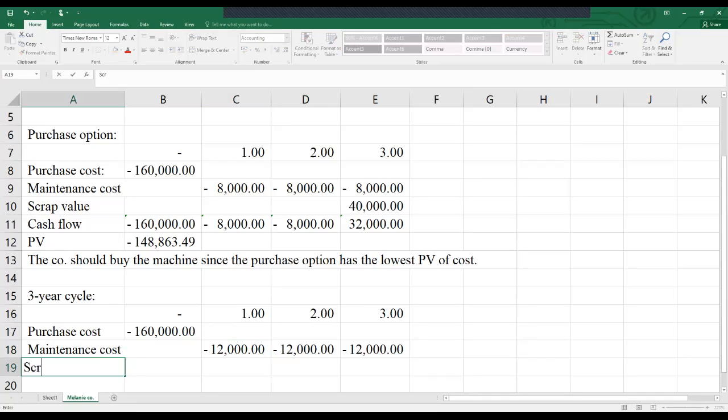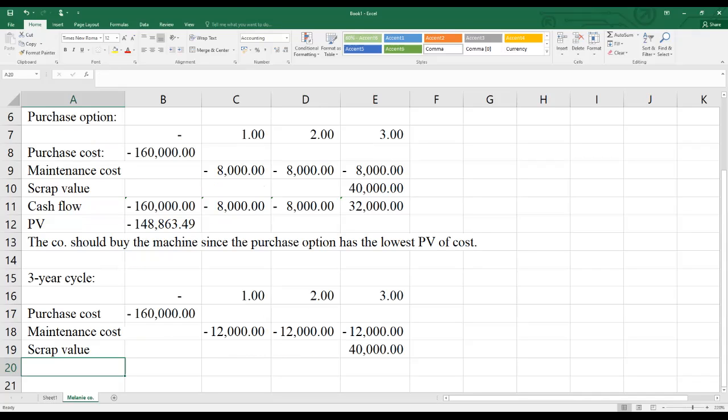What else? Scrap value. Finally, you have the scrap value of the asset, a cash inflow, which is equal to 40,000 as it was before. That is it. We can have the cash flow. This is a 3-year cycle, we use the asset for 3 years, and then we shall compare with a 4-year cycle.